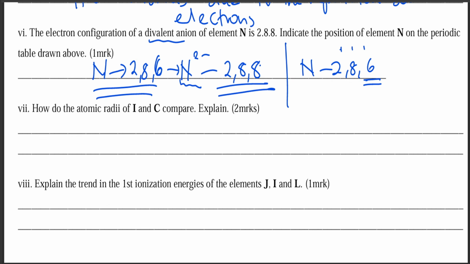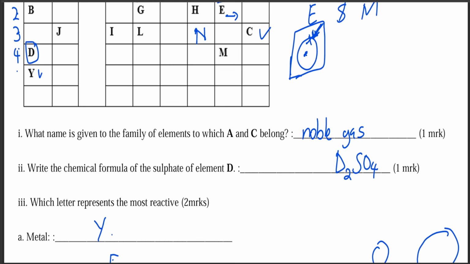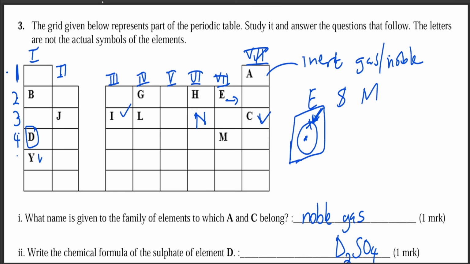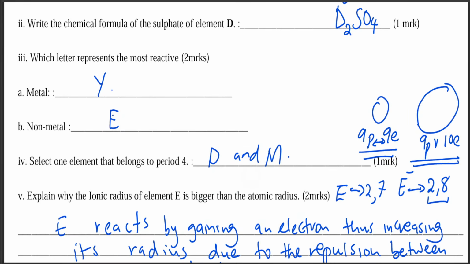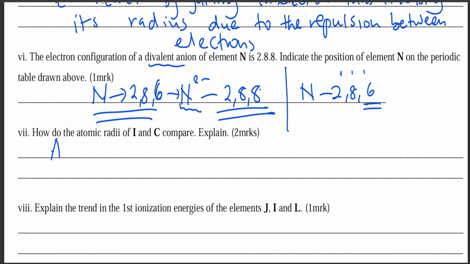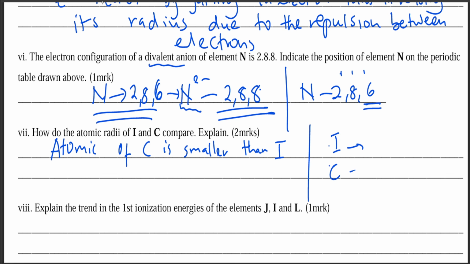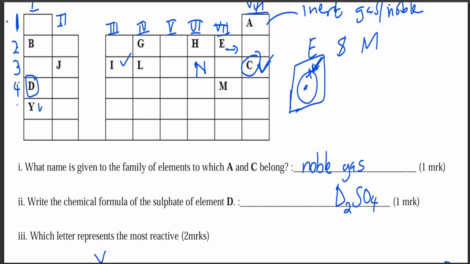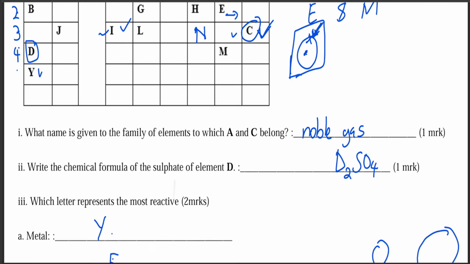How do the atomic radii of I and C compare? The atomic radius of C is smaller than I. I will tell you why. Looking at elements I and C, let's start with I then C. Elements I and C both belong to the same period. They are all in period 3, but one is in group 3 and the other is in group 8.